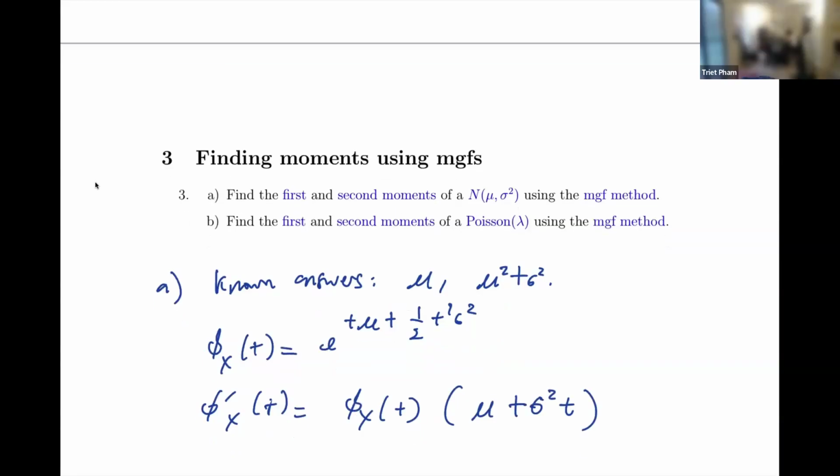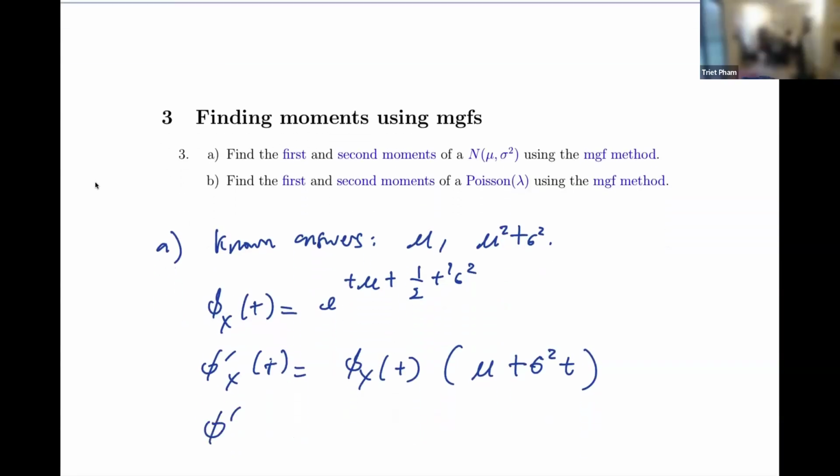And so if we plug in 0 here, we get 1, and we plug in 0 here, we get mu. So phi prime of 0 is mu. All right? So that's correct. Any question here?